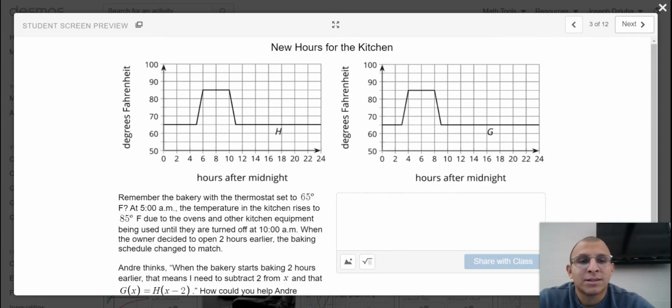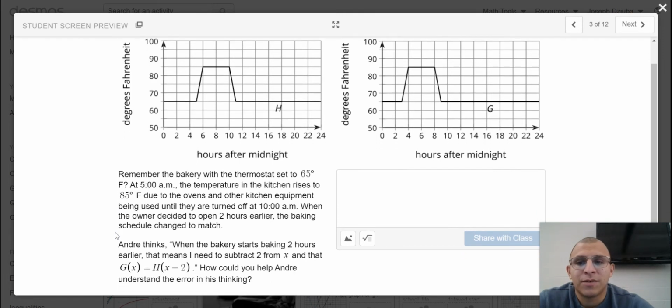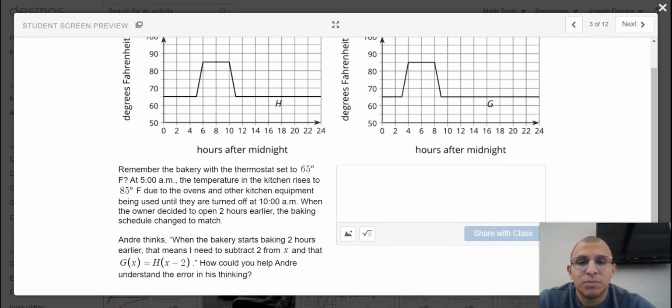In our next slide, we're back in the kitchen with my boy Gordon Ramsay. We have our bakery with the thermostat set to 65 degrees, and at 5 a.m., the kitchen rises to 85 degrees, so on and so forth. Andre thinks when the bakery starts baking 2 hours earlier, this means that I need to subtract 2 from x, and that g of x is equal to h of x minus 2. How could you help Andre understand the error in his thinking?